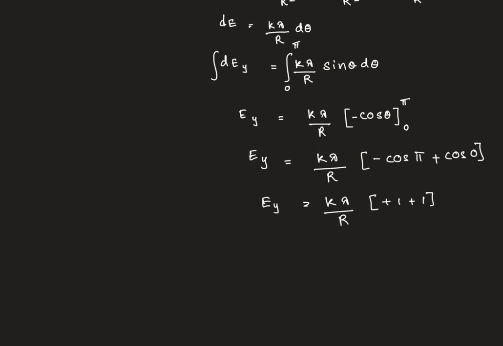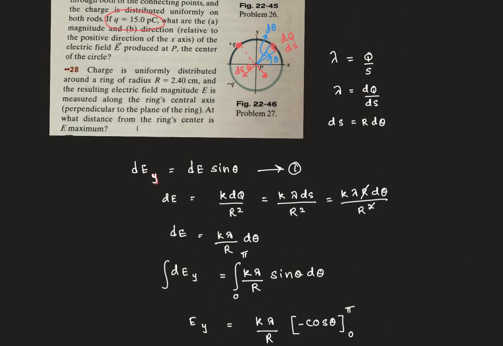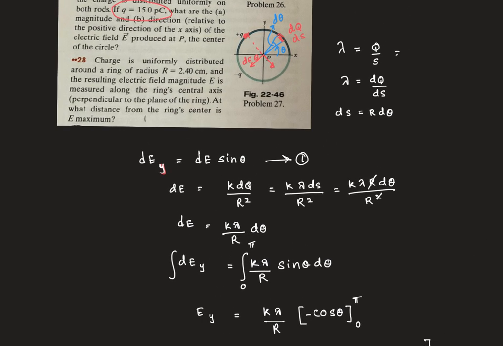So you have Ey equals 2k lambda over r. Now you can go back and substitute for lambda. That will give you 2 times k times, let me put the r down here, and lambda is q over pi r. We took pi r because, well, actually I didn't write the pi r here. You can do that because it is only half of the circumference that we are looking at.